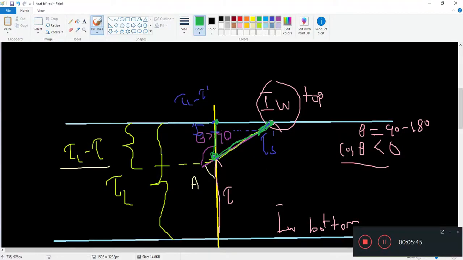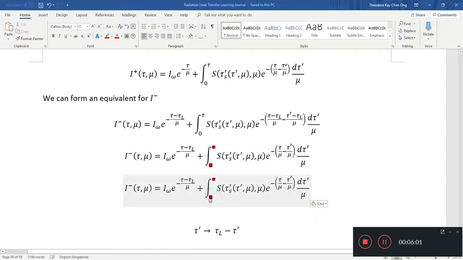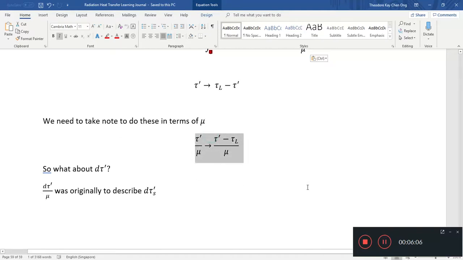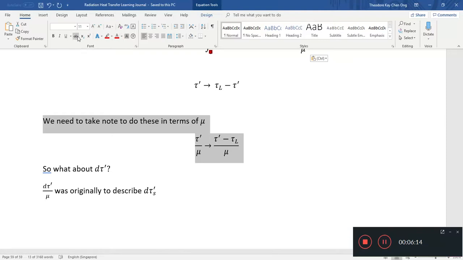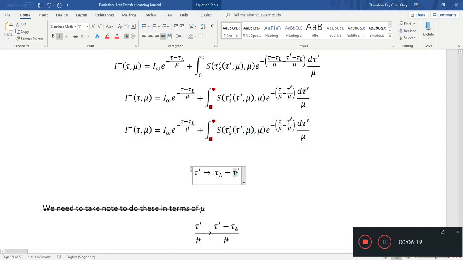So integrating, we will need to figure out what is the start point and end point of tau prime. So the start point of tau prime is here at tau L, right? Not tau L over cosine theta. So we are going with the physical interpretation of it rather than blindly substituting tau prime over mu into tau prime minus tau L over mu. So we know what we want to do conceptually, but this is not the correct mathematical way to do it. So I'm just going to cancel that.